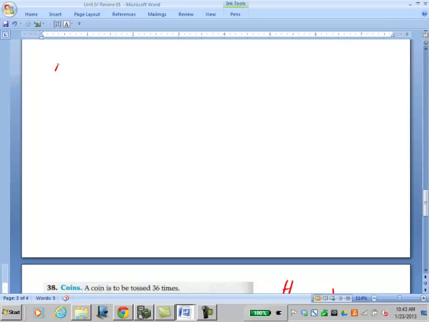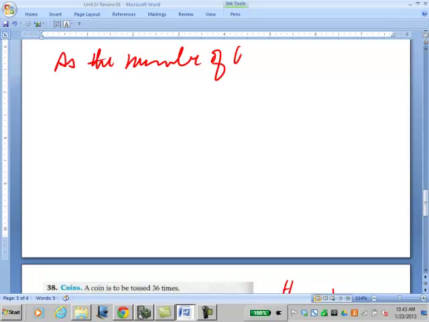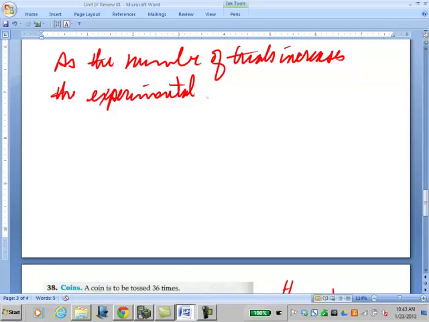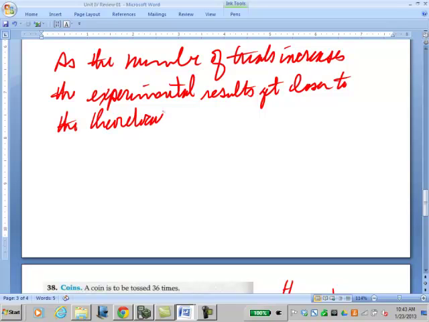As the number of trials increases, the experimental results, we're calling this experimental because it's something you're really doing, if you're really flipping a coin, or even using a number generator, the experimental results get closer to the theoretical result. Theoretical, in parentheses, mathematical result.